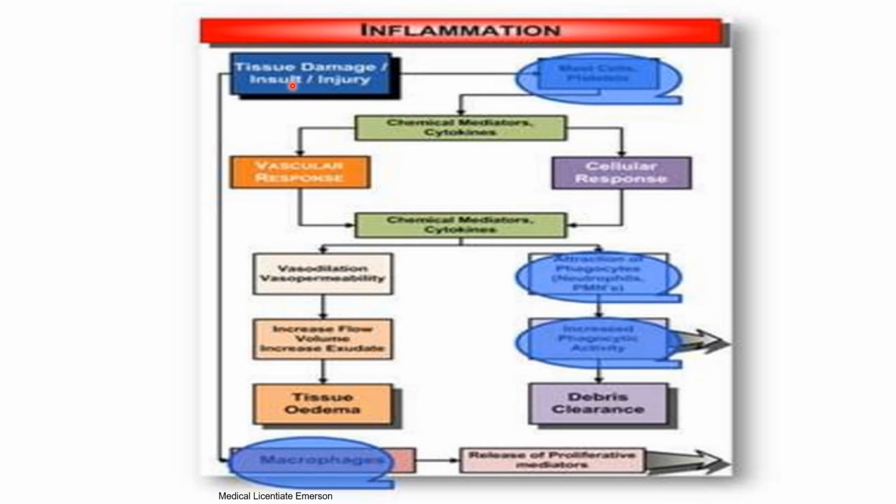If there's tissue damage, insult, or injury, it leads to a response in which chemical mediators such as cytokines are going to be released. Then there's going to be a vascular response and a cellular response, but together it will still lead to chemical mediators and cytokines being released. Then there's going to be vasodilatation and vasopermeability, and of course the end result is that here there's going to be tissue edema, and here there's going to be debris clearance, as well as clearing of bacteria.